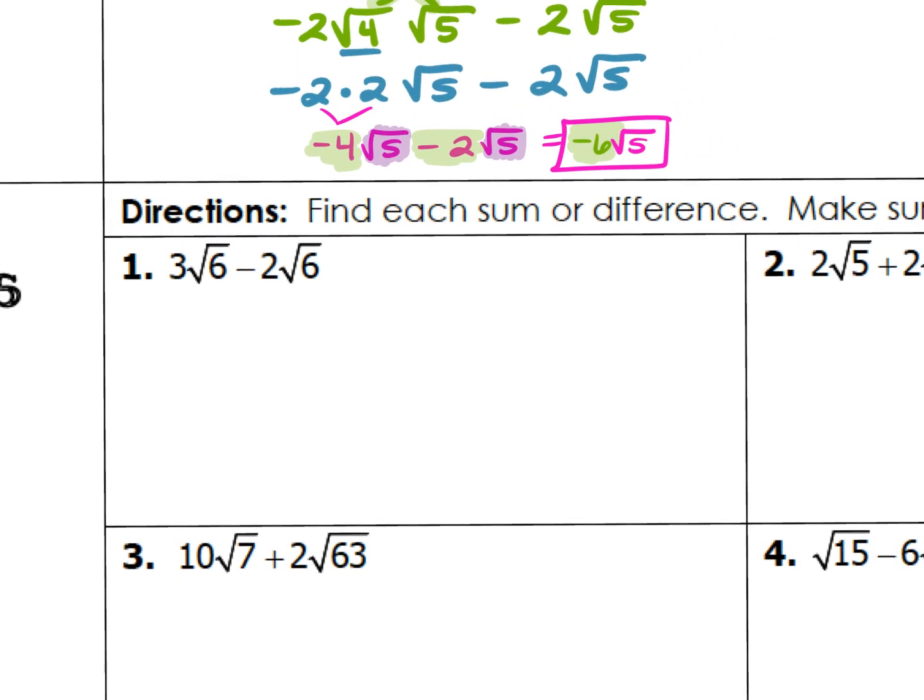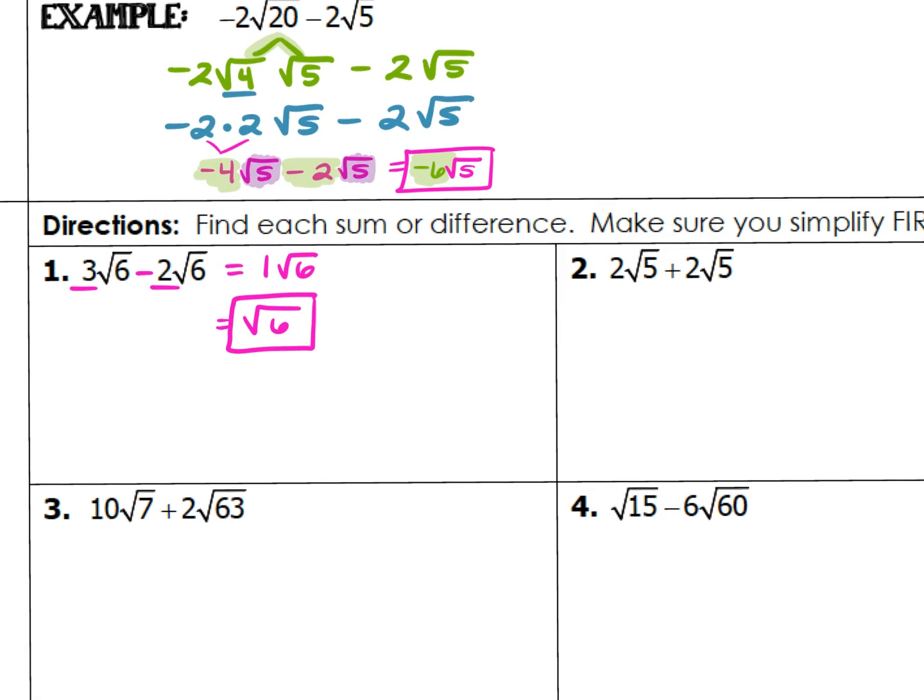Okay, look at number 1. It says find the sum or difference. Make sure you simplify first. Is there anything you can simplify with rad 6 and rad 6? That's as simple as you can go with those radicals. So then you look at your coefficients. 3 rad 6 minus 2 rad 6 is what? 1 rad 6. Now, the 1 doesn't change anything, so you can just write that as the square root of 6. If you put the 1 in, I don't mark you wrong. It's totally fine. But you're just taking 3 minus 2. Leave the rad 6 as rad 6. So what do you get on number 2?